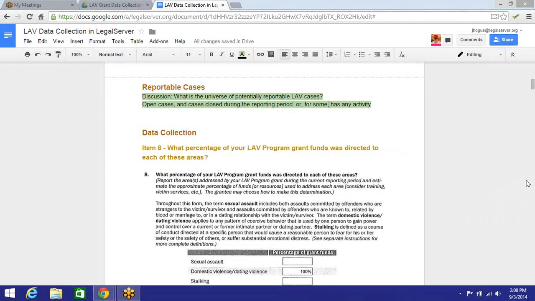Ron, I see you put a note in chat to use the date open range filter. Did I? No, Ron Wilhoit did. Oh, Ron. Okay. Did you want to expand on that? Sure. Yeah, I mean that date open range filter that you can use on reports.